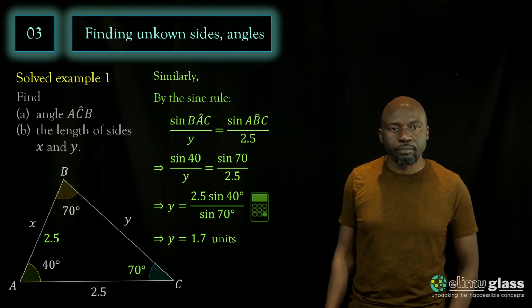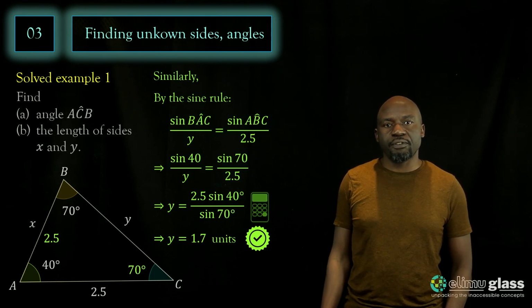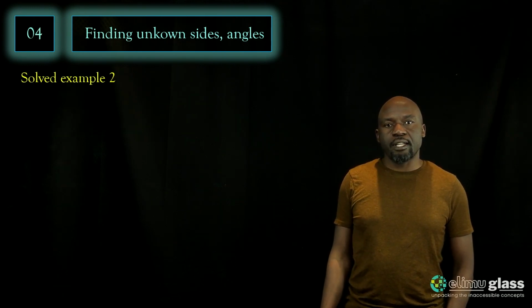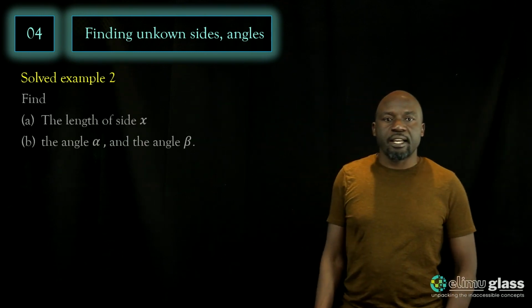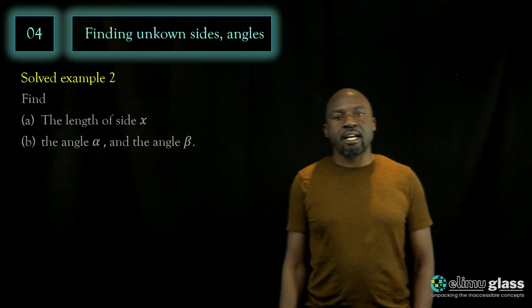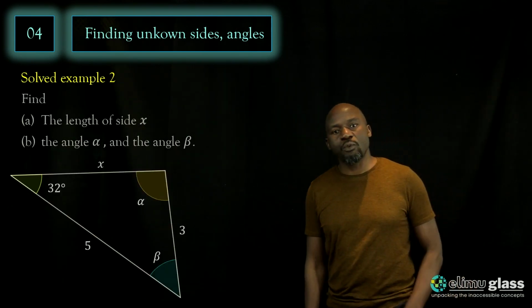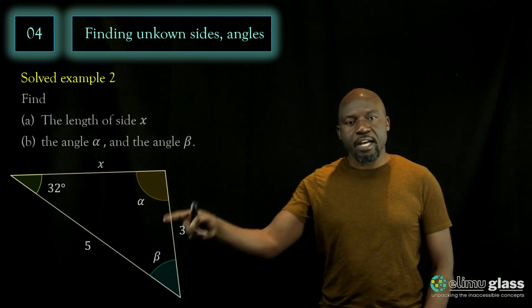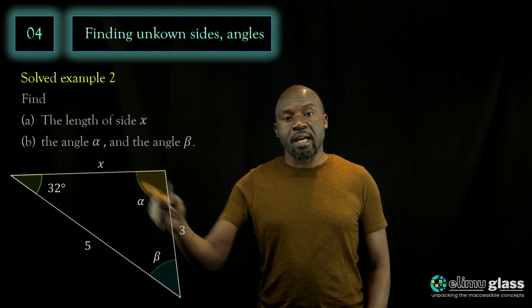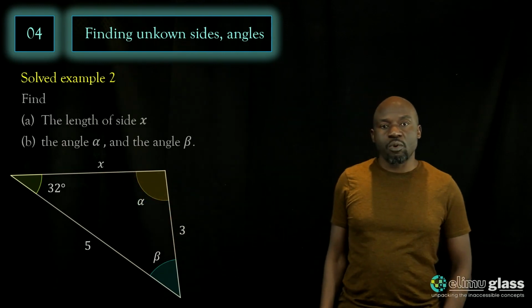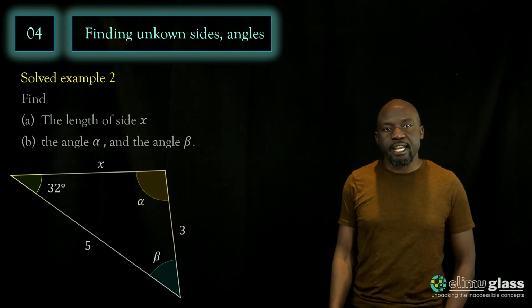Okay, hopefully that wasn't very difficult. Let's see if there's another one. Solve problem number 2. Find the length of side x and the angles alpha and beta. All right, so now we know the length of two sides. This is the second case. We know the length of two sides and one angle is given, and we want to know the other two angles. We also want to know the unknown side x there.